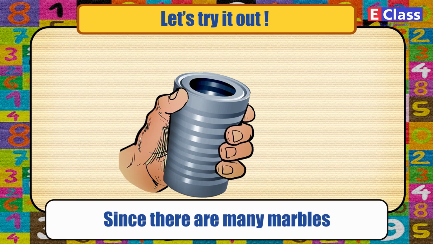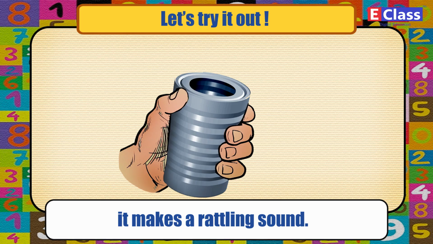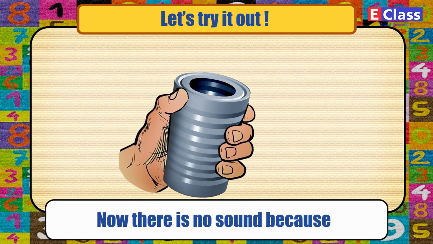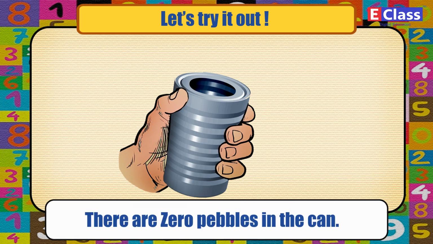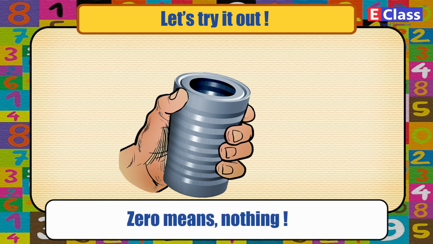Since there are many marbles inside this can, it makes a rattling sound. Now, there is no sound because all the pebbles are out. There are 0 pebbles in the can. 0 pebbles means no pebbles. 0 means nothing.